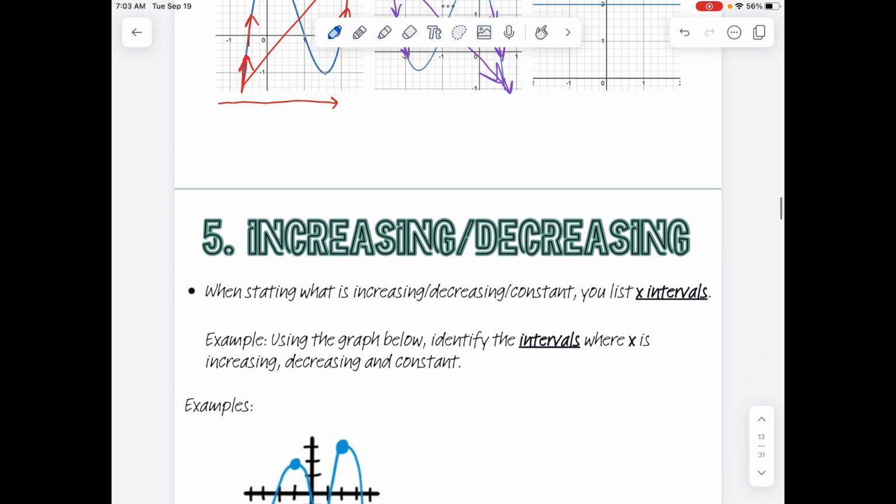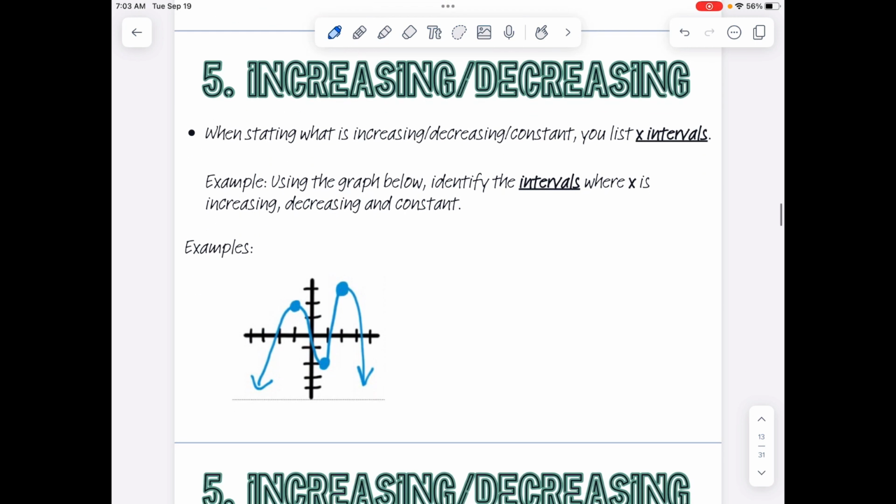But let's dive into the pieces because they aren't all the same. We're not looking just at the ends, right? We want to look at the in-between and the up and down in there as well. So when you're stating what's increasing, decreasing, or constant, you're going to list the x intervals. And we do that because when we talk about increasing and decreasing and constant, that is referring to the y values. Okay, so when it says increasing, decreasing, or constant, this refers to the y values.